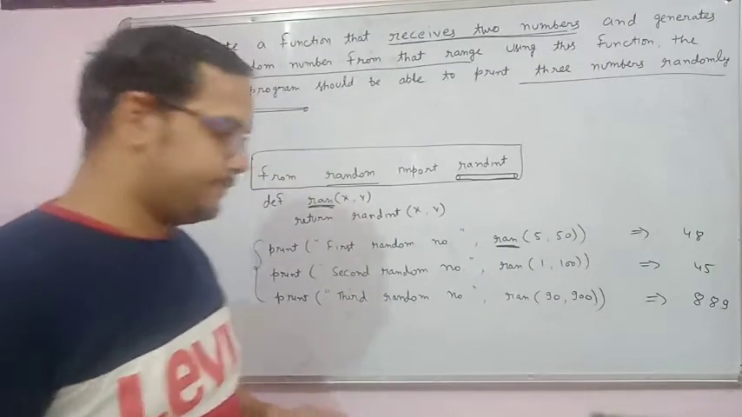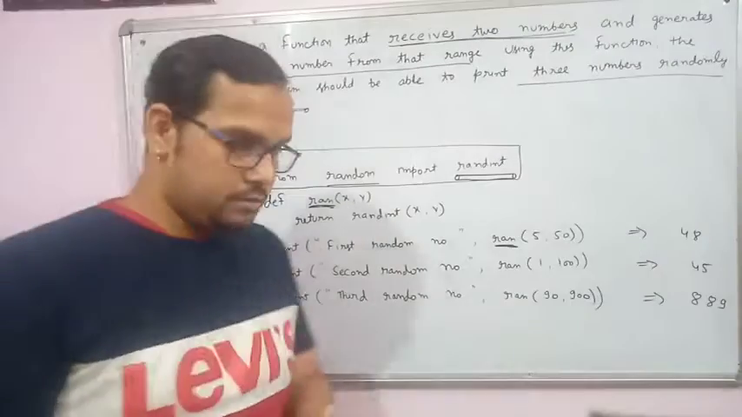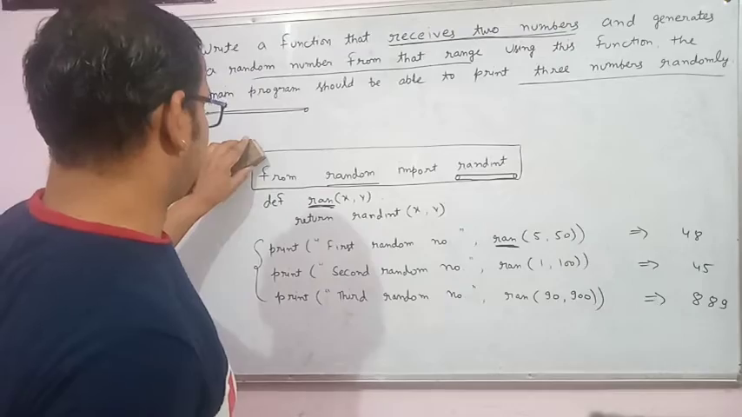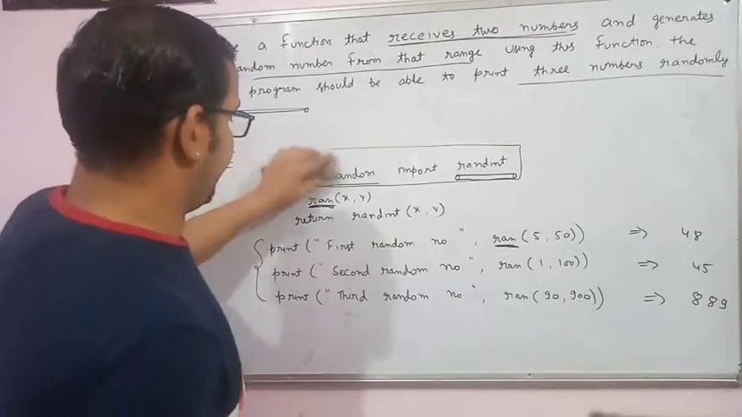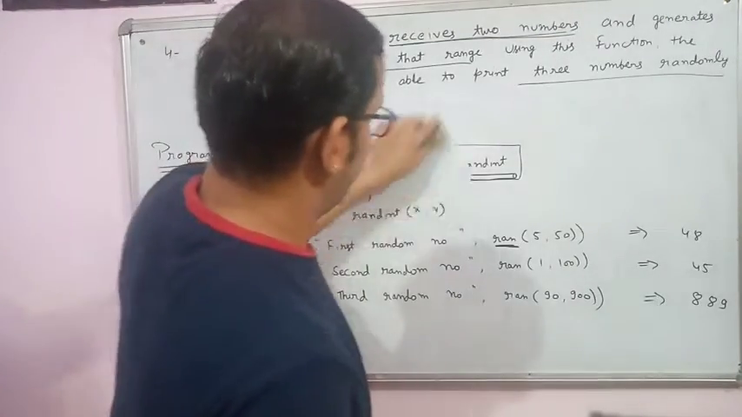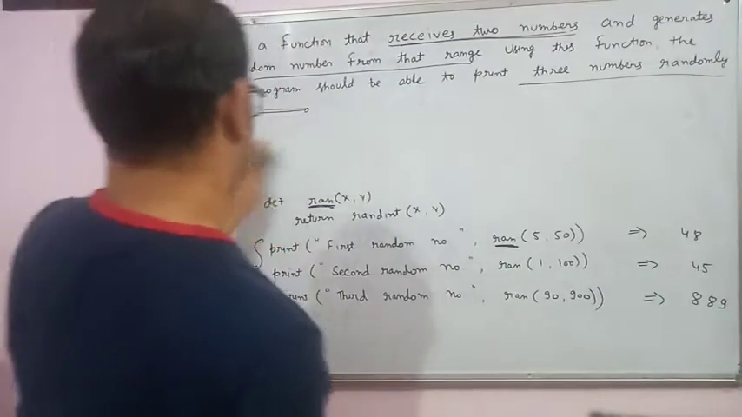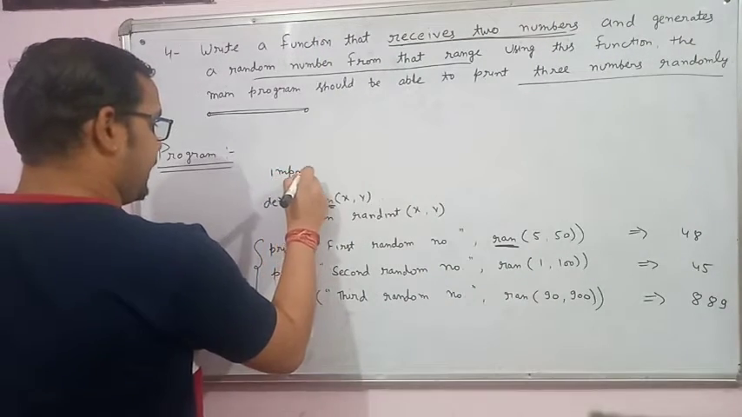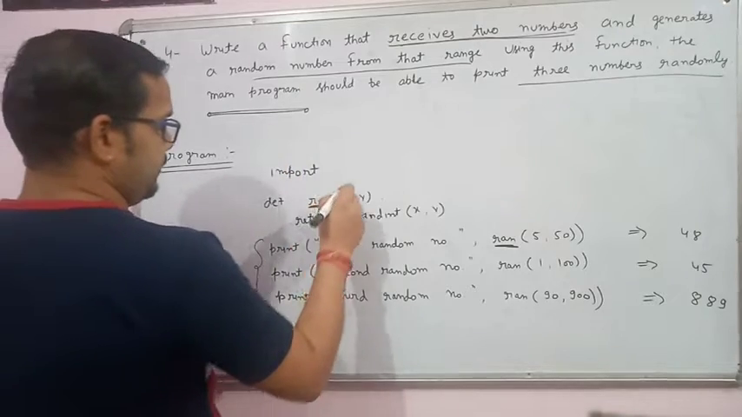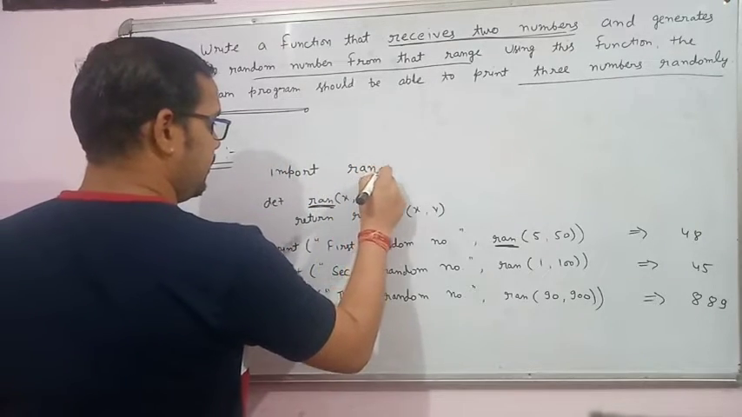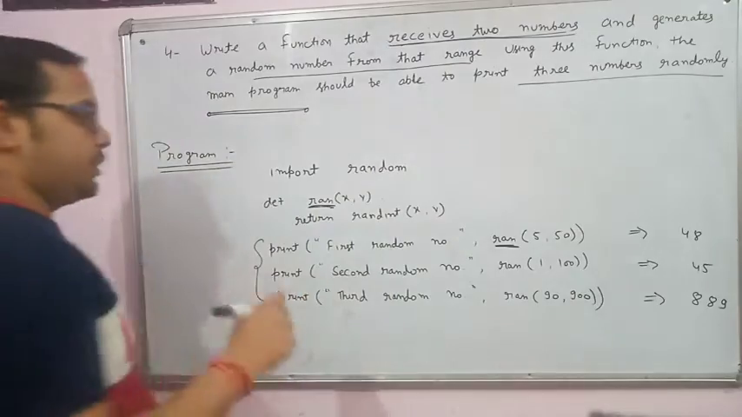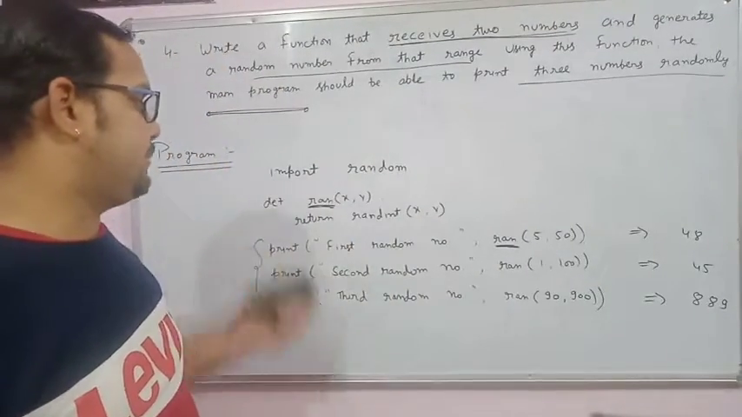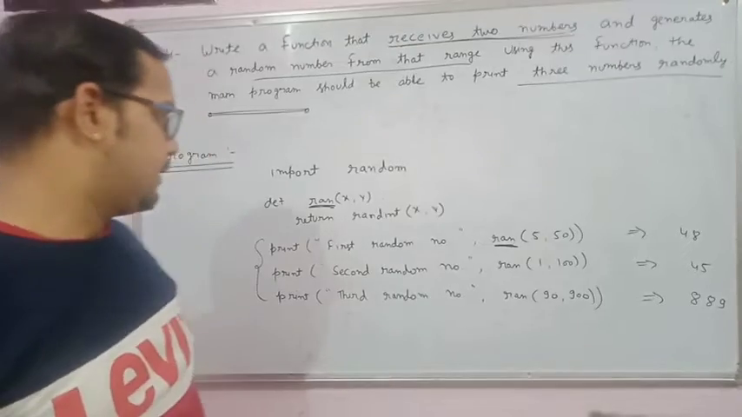Now the second method. Suppose you don't want to include your module in this manner, you can change it. In place of that, you can write a simple line: import random. Random is a module. You import this random module in your program.